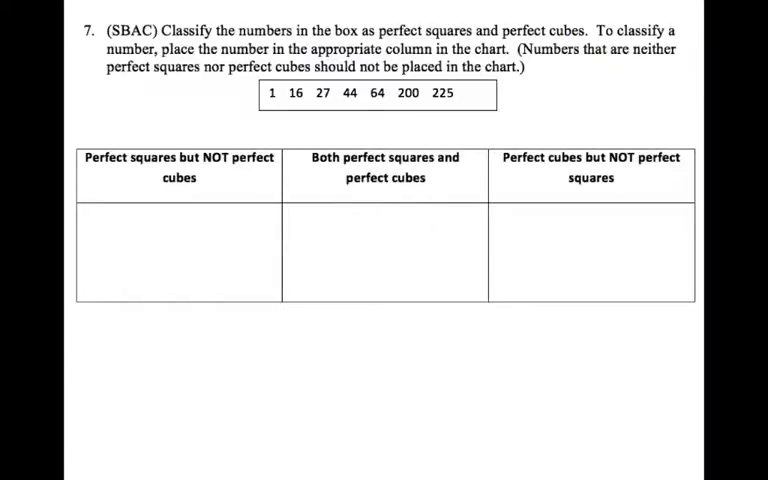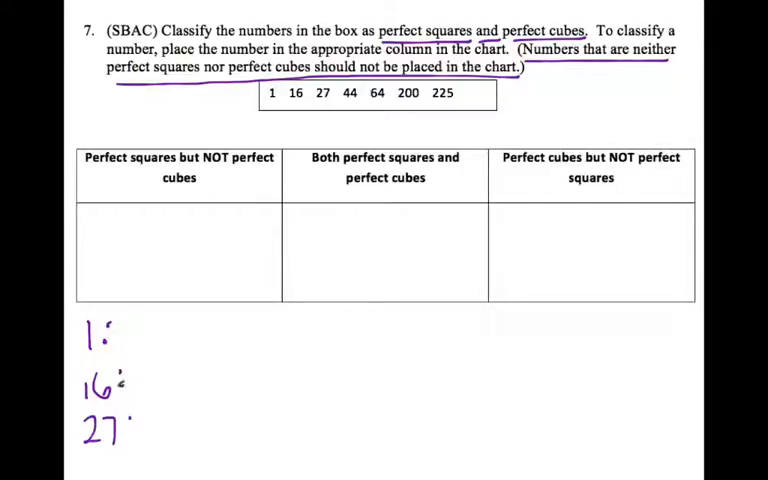Okay, for number 7, it says classify the numbers in the box as perfect squares and perfect cubes. To classify a number, put it in the appropriate column. Numbers that are neither are not placed in the chart. So our first thing we're going to do here is decide if each of these numbers is a perfect square, is it a perfect cube?